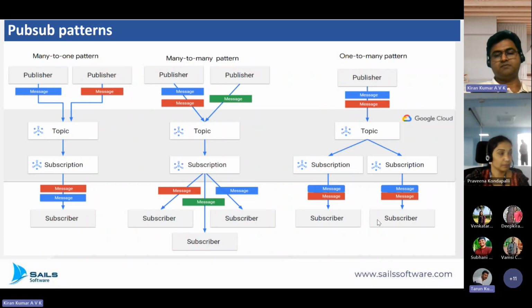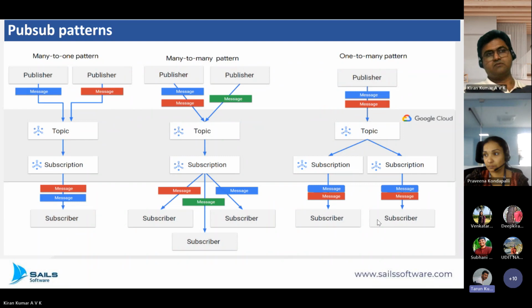Okay. I have one scenario. Let's say in the one to many pattern, I have a publisher which is publishing two types of events: one is an employee creation event and the other is a department creation event. And one subscriber. I'm sending both the events to one topic.